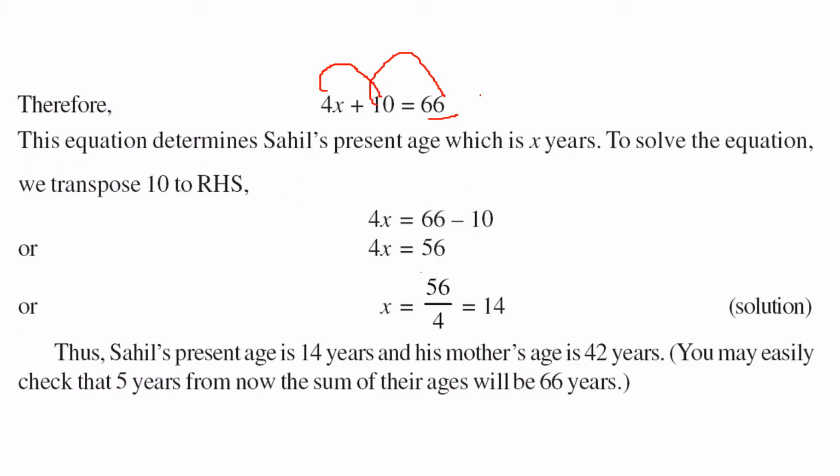When we send the 10 to the right hand side, it is 56. When we divide both sides by 4, we get x equal to 14. So if Sahil is 14, mother is 14 into 3, and that is 42. So this adds to 66 also.